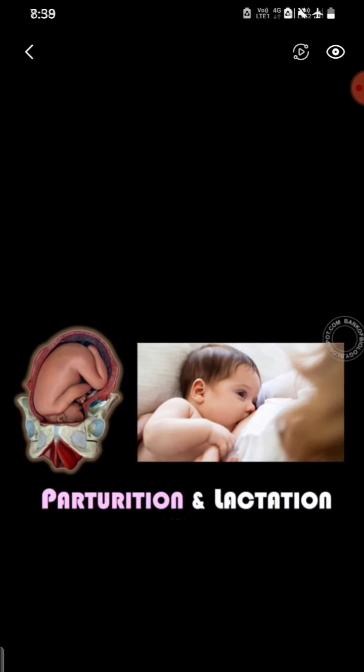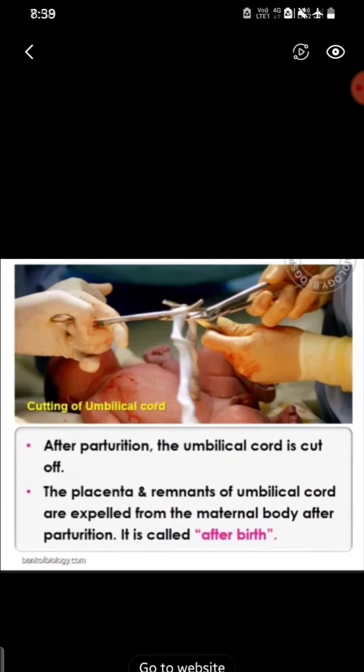Okay, so what happens after parturition? The umbilical cord, which was connecting the baby and mother, is cut off, and the placenta and remnants of the umbilical cord are expelled from the maternal body after the parturition. So it is called the afterbirth.